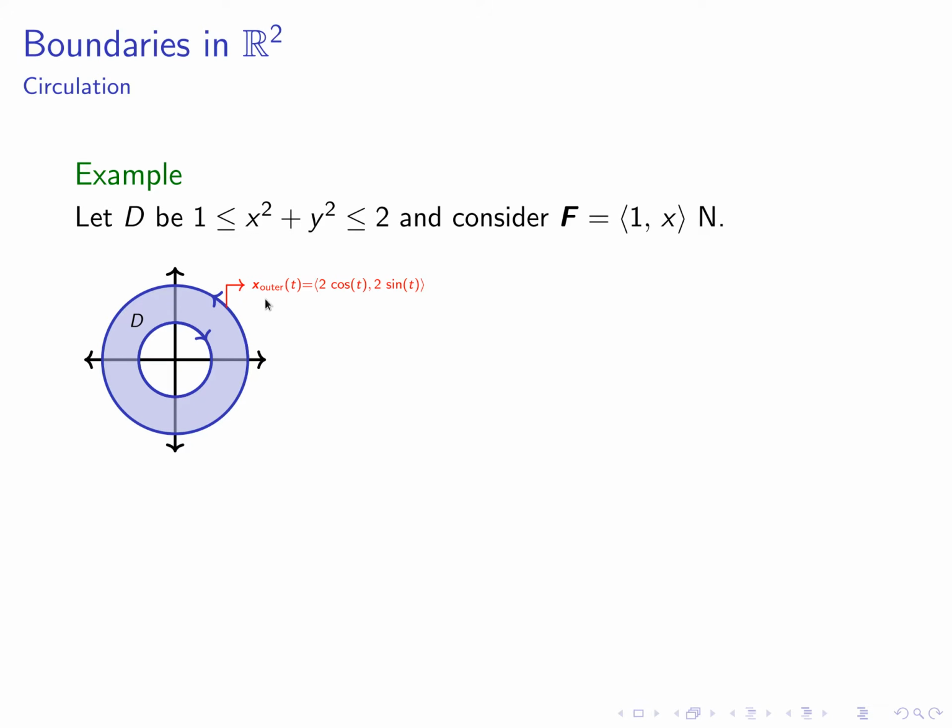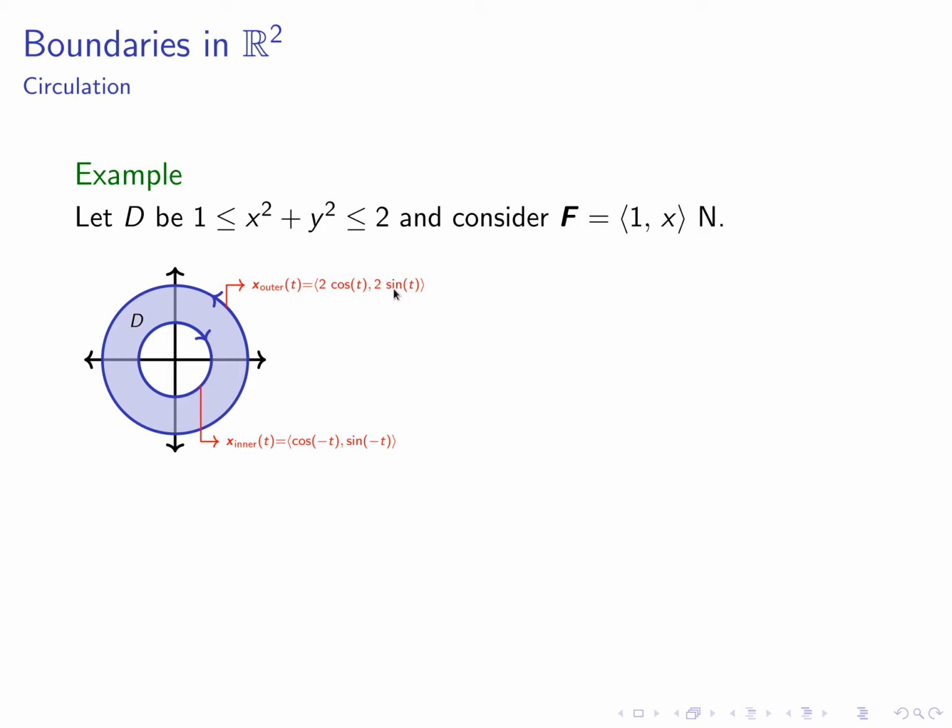So we can look at how our boundary curves ought to be parameterized. I'm going to call a parameterization of this outer boundary curve x sub outer of t. And what we need to do here is parameterize the circle of radius 2 in such a way that the direction of motion is counterclockwise. All we need to do here is take the parameterization for the unit circle, which is cosine t comma sine t, and multiply by 2.